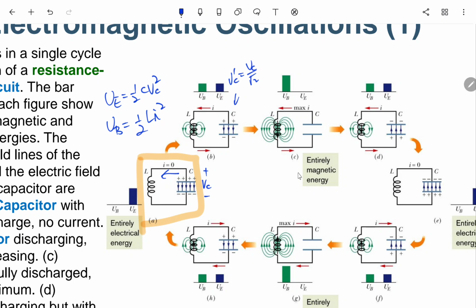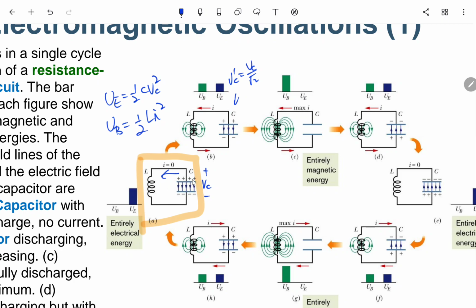So this one and this one are similar, but the difference is that here we have a positive-negative, and here we have a negative-positive, and the other labels are the same. Sometime later, this charge becomes maximized, and then the current will become smaller and smaller until it reaches 0. So this is opposite to that part.